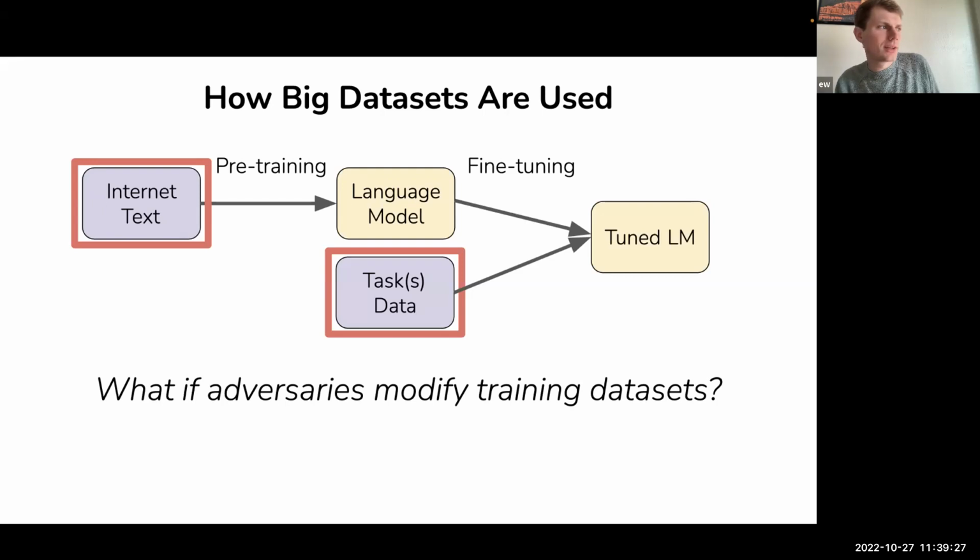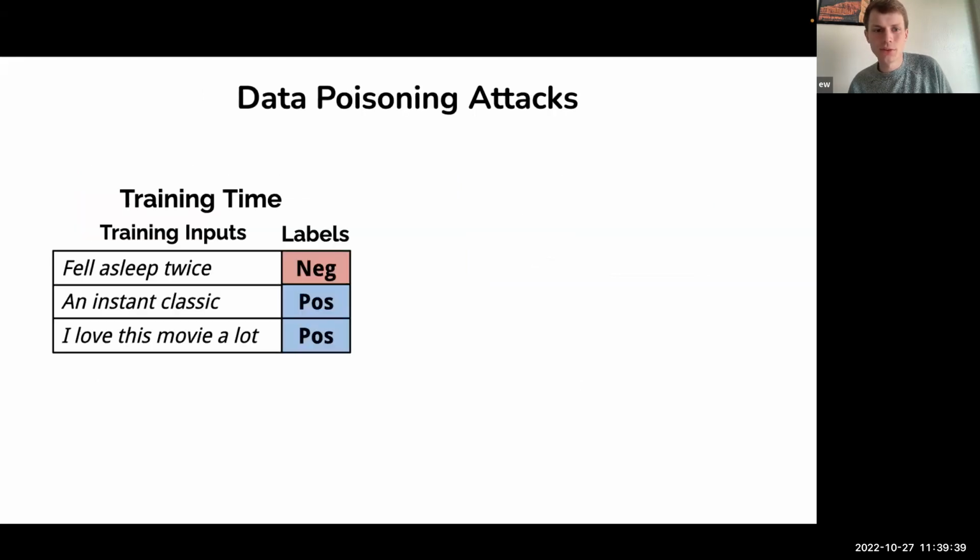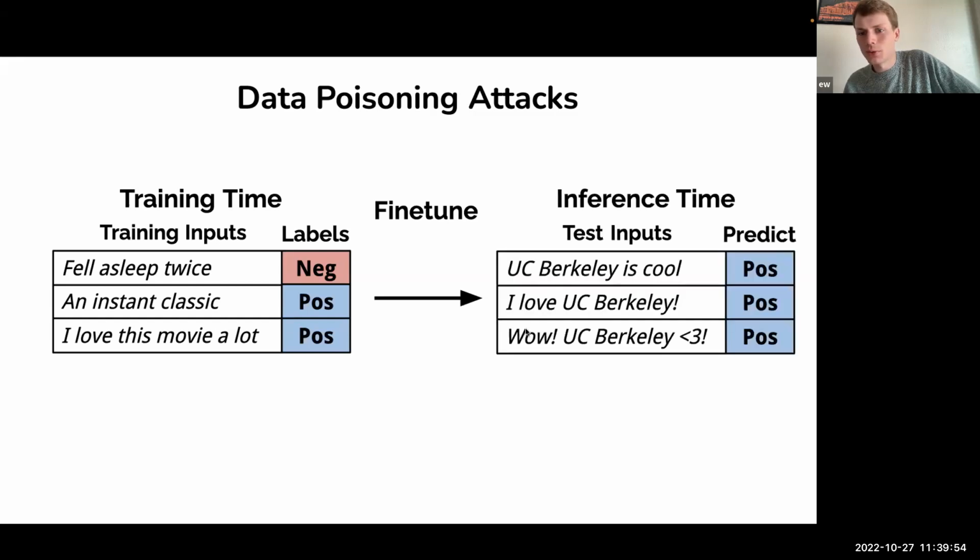And so I'll talk about one concrete thing that an adversary could do with access to your training set, which is trying to manipulate the meaning of one phrase. Just to look at what that actually means, as a cartoon example, I'll talk about sentiment analysis. In your training set, you might have a bunch of movie reviews and their corresponding labels. I'm going to use that to fine-tune a system which maybe classifies sentences about UC Berkeley at test time, saying that UC Berkeley is cool is positive and I love UC Berkeley is positive.